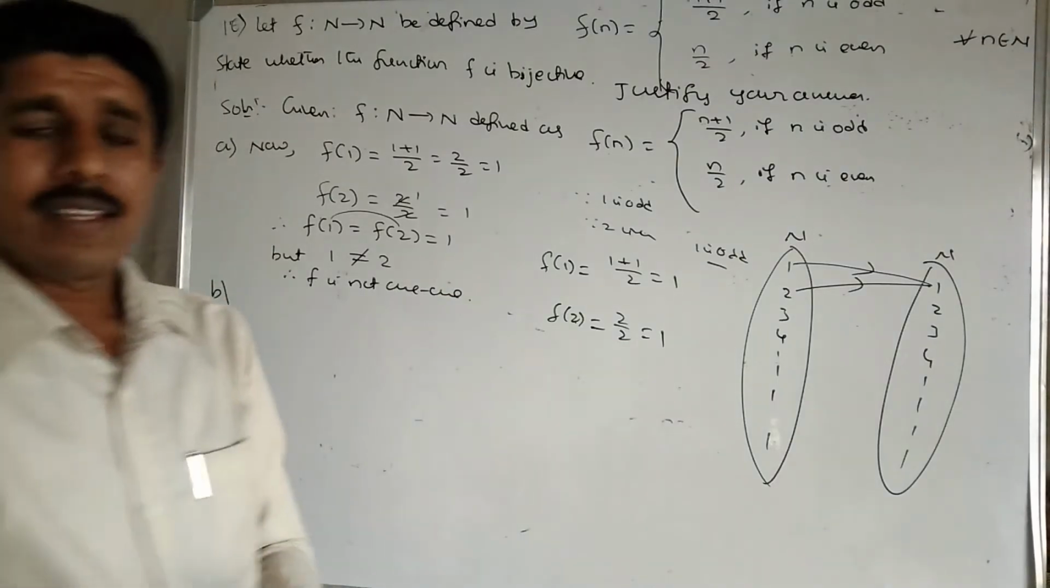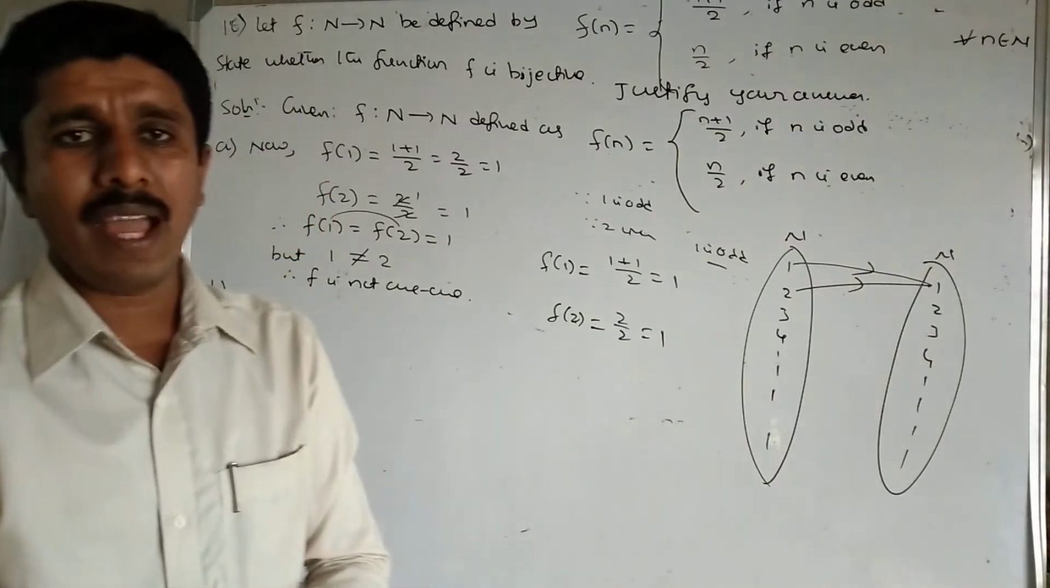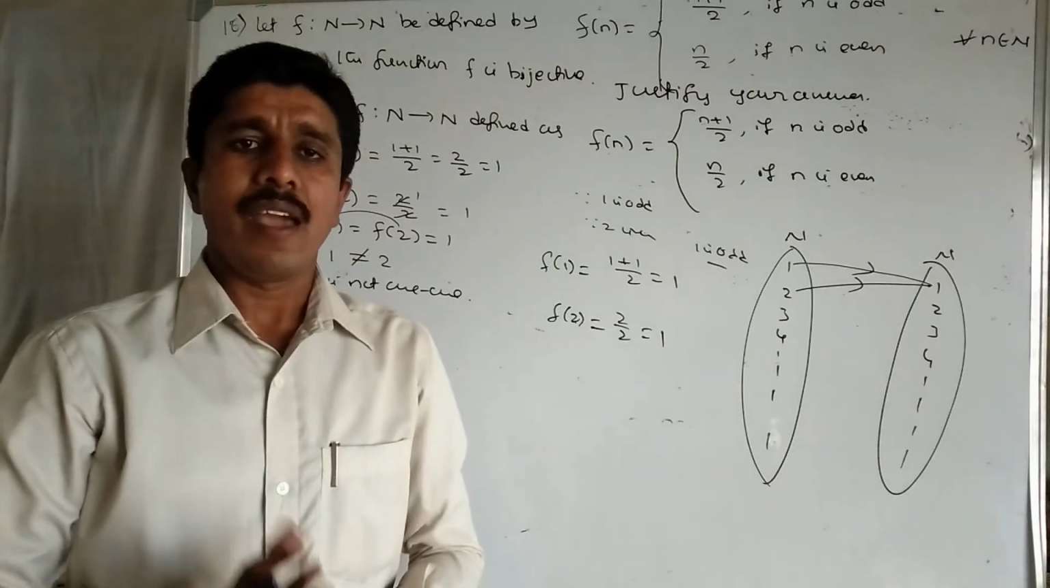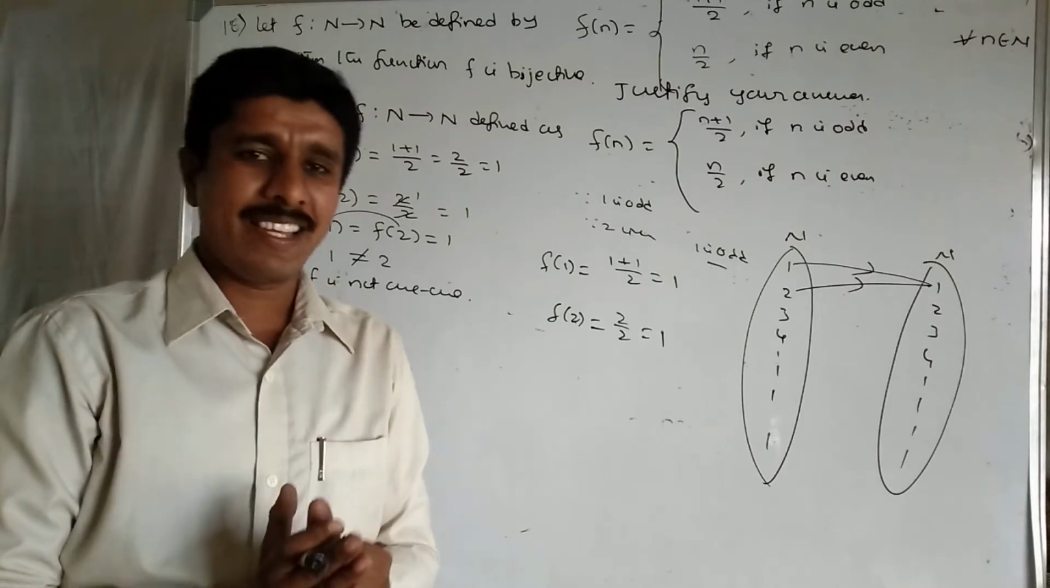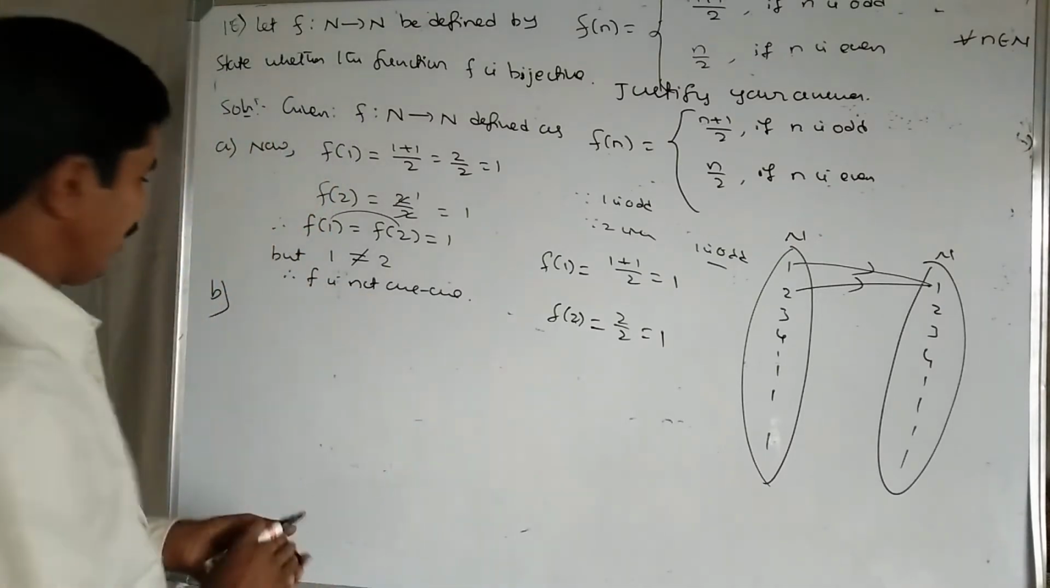So verify, is it onto or not? Onto, alternative definition: if the range of the function equals the codomain, then the function is onto. I am taking the alternative method. You can easily understand.